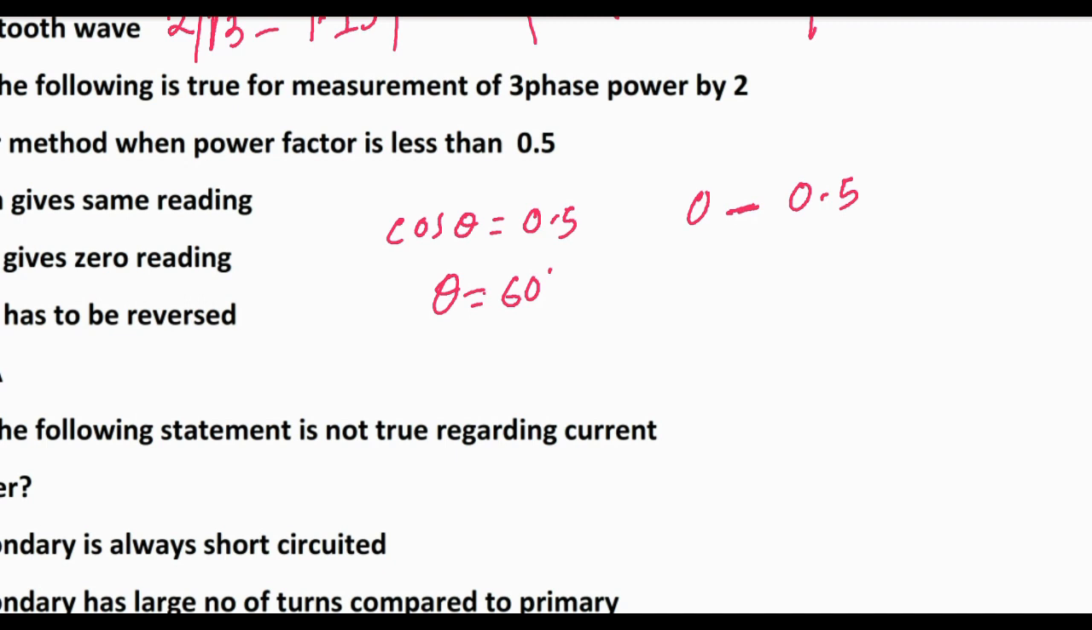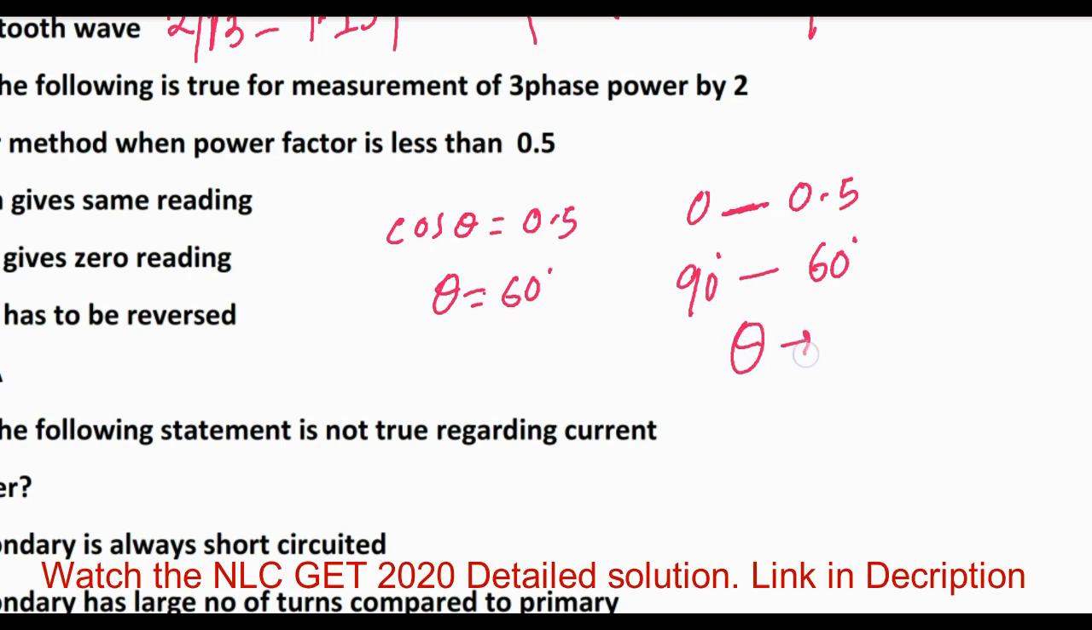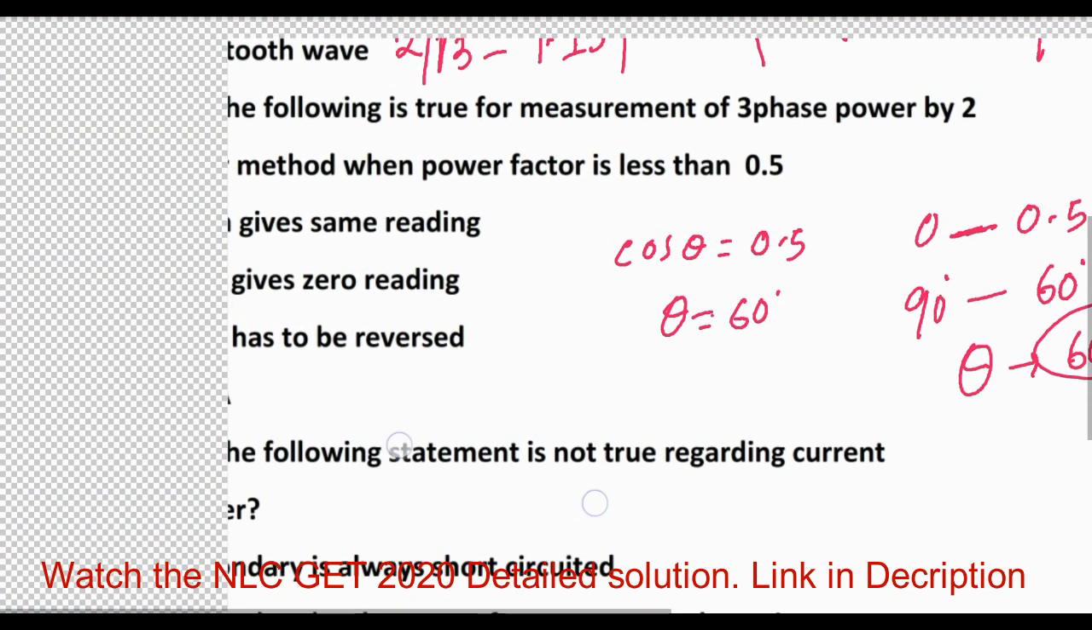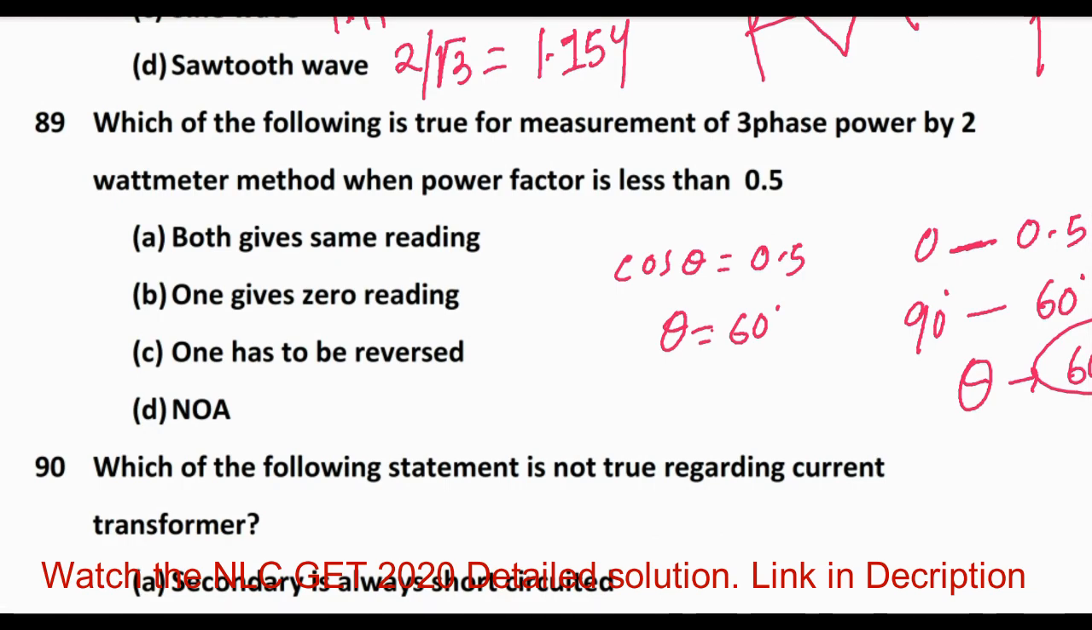So here the theta value will range, for 0.5 this will be 60 degree, and for 0 this will be 90 degree. So theta value will range from 60 degree to 90 degree. For these values, what will be the readings of the wattmeters, and here options are given.